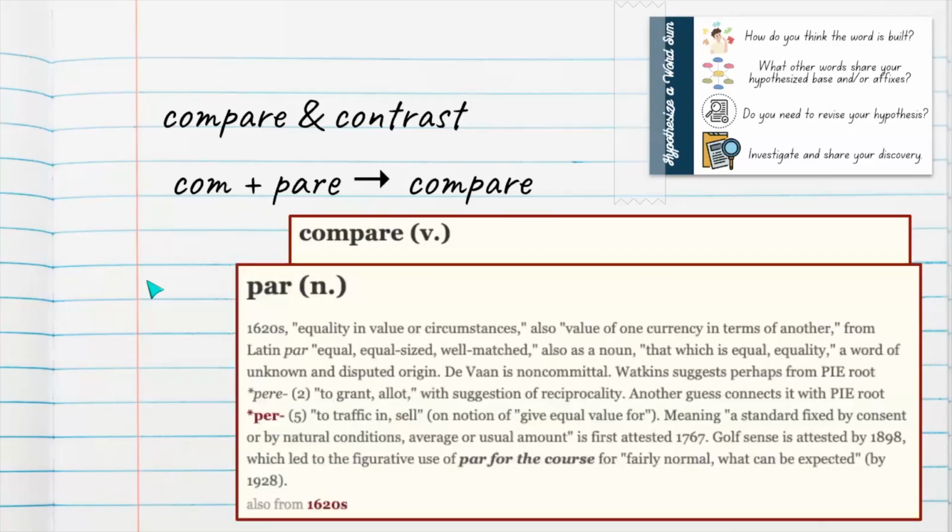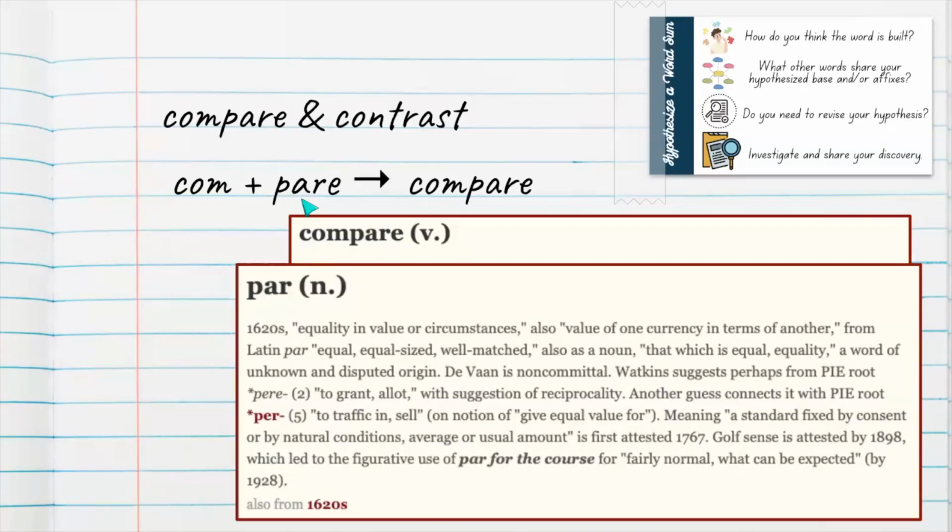So when I click on par, it's an actual Latin word, par, meaning equal, equal sized, match, and at this moment I have this light bulb: when you get par and you're golfing, you've matched up the amount of strokes it's supposed to take you. It's equal. The amount of strokes it's taking you is equal to the amount they said it should take you. And the golf sense of par is first attested in 1898. So in the great scheme of words, that's not super old. But I thought that was really interesting.